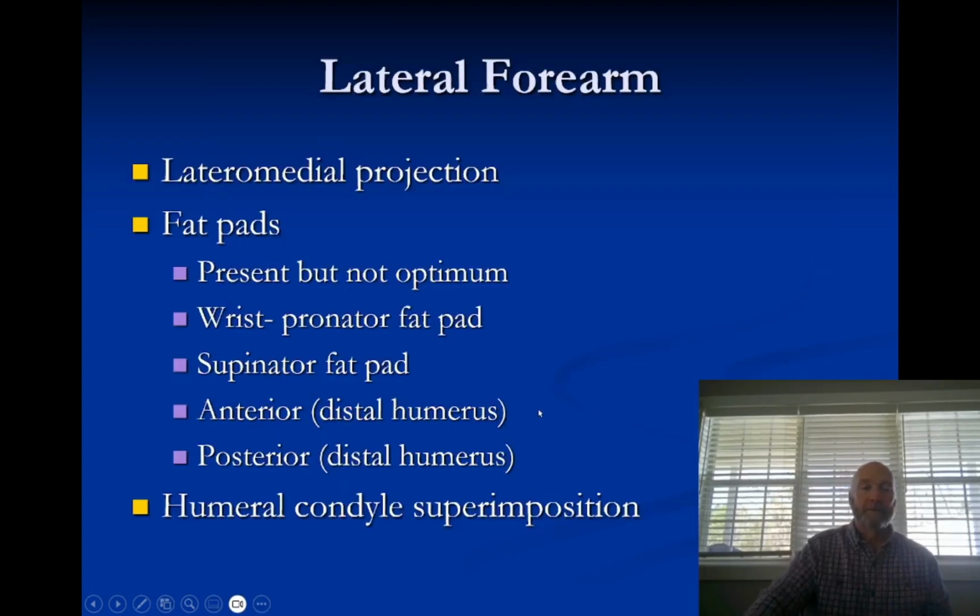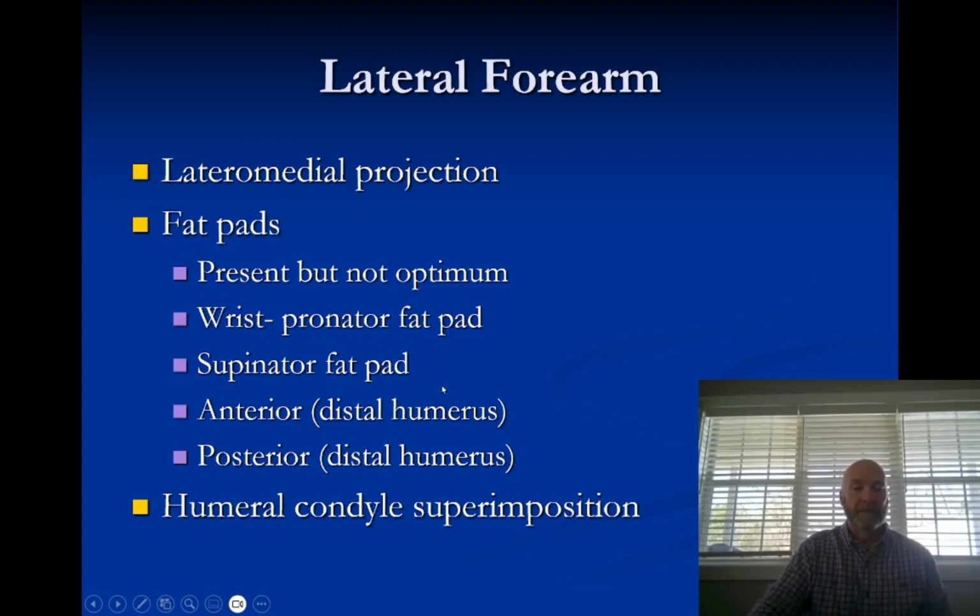So lateral forearm. We've got a lateral projection. We're going to have everything in the same plane again, thumb pointing straight up at the sky. We're going to visualize fat pads on both ends, proximal and distal end. They should be present, but it's not going to be optimum again because of the divergent central ray. We should be able to visualize that pronator fat pad on the wrist.